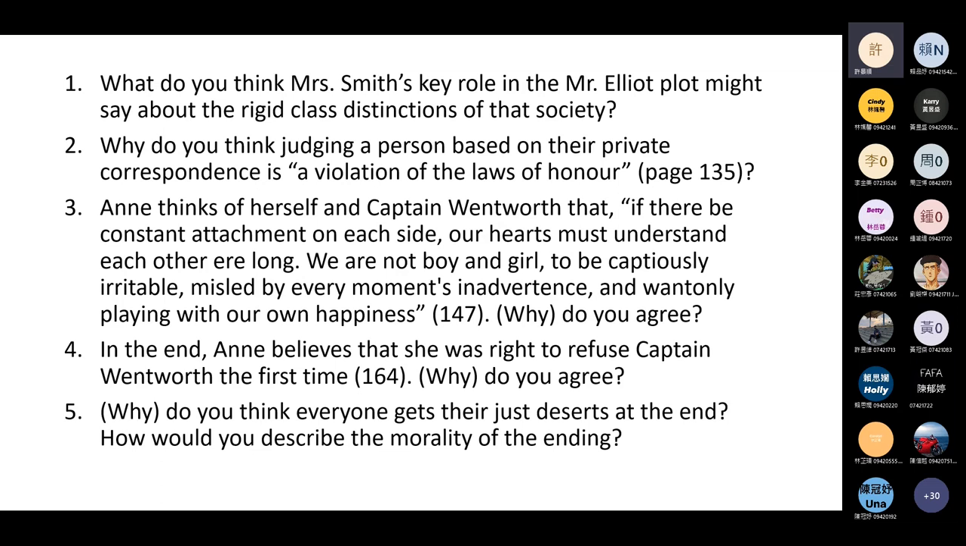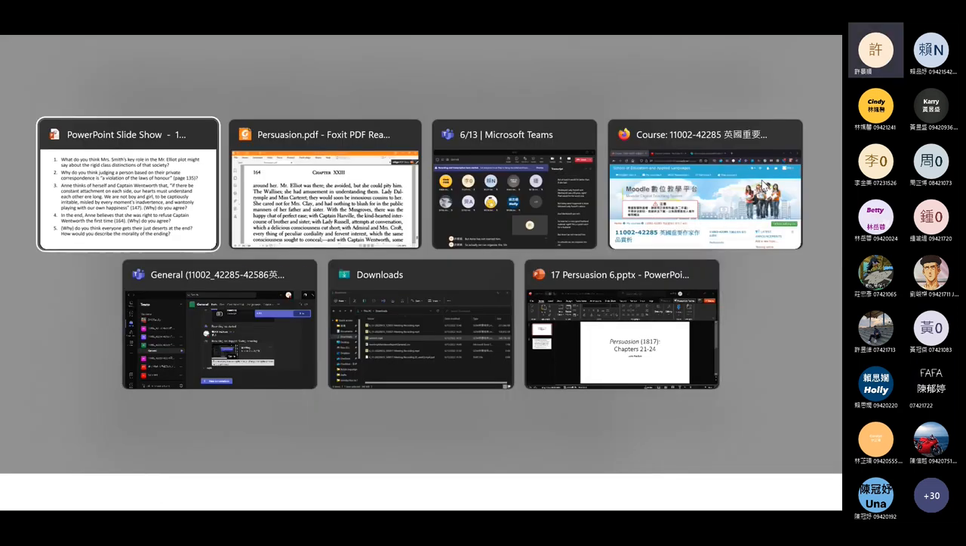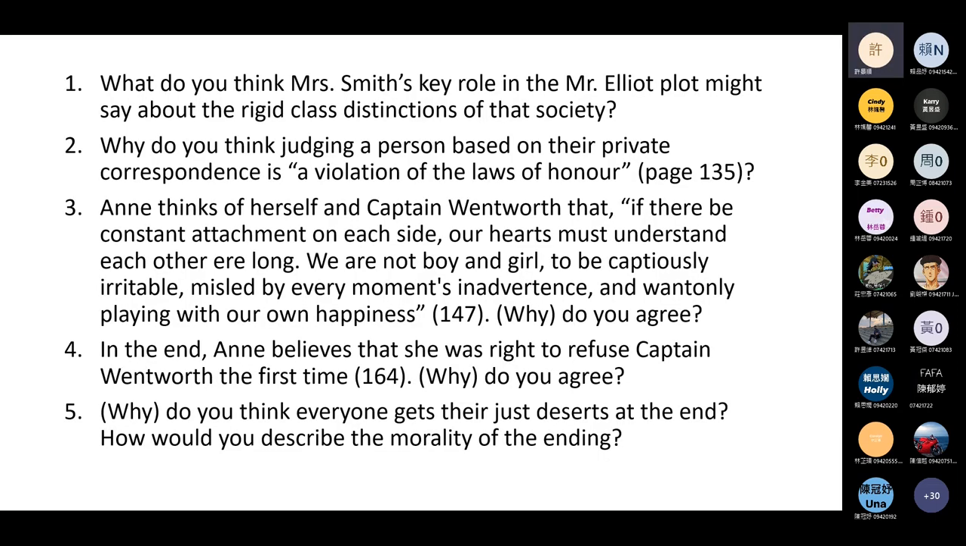So actually we can organize this and write down the order of preference. So like the best one is obey and Wentworth is poor. The next best one is obey and Wentworth is rich, which is the current situation. The third best one is disobey and Wentworth is rich, because Anne will have a good husband, but she will suffer in her conscience. And the worst one is disobey and Wentworth is poor.